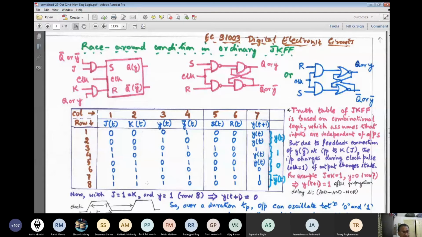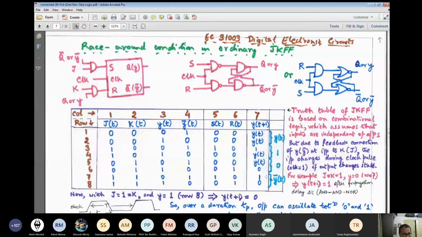Lastly, the seventh and eighth rows, here lies the importance. J and K are both 1. Y is 0. So what is S? S is J ANDed with Y bar. J is 1, Y bar is 1, so it will become 1. R is what? R will be 0 because it is ANDing of Y and K, and Y is 0. So S is 1, R is 0, which means YT plus 1 will be 1.